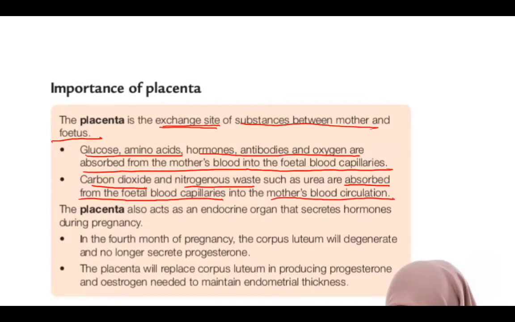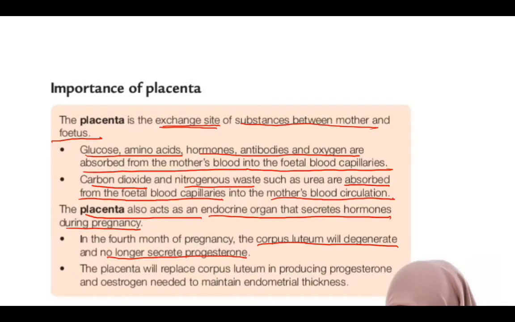This is for secretion. The placenta also acts as an endocrine organ that secretes hormones during pregnancy. In the 4th month of pregnancy, the corpus luteum will degenerate. We have studied this before. The corpus luteum will degenerate after the 4th month of pregnancy, and it will no longer secrete progesterone hormone.